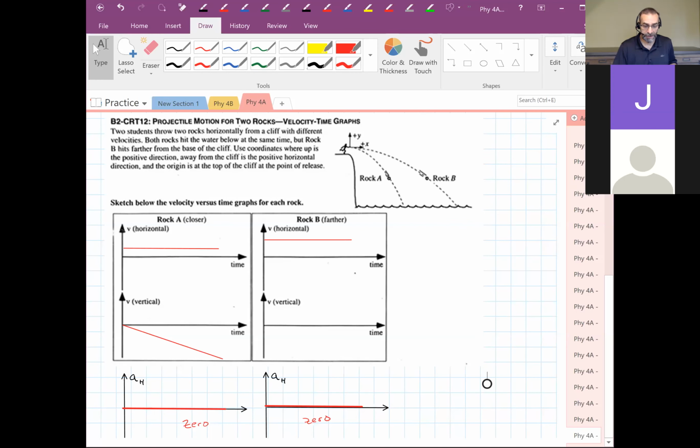And how would the other one look? Exactly the same.